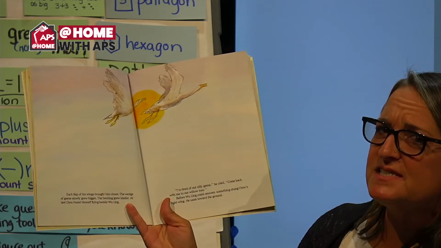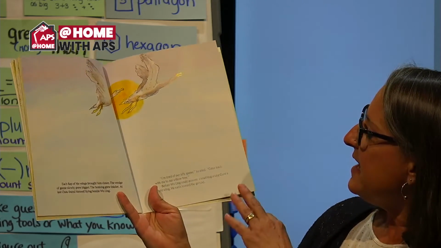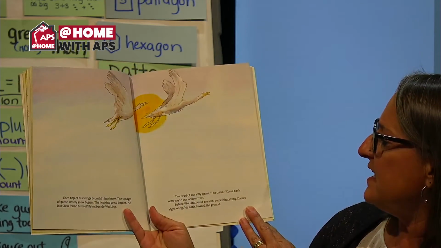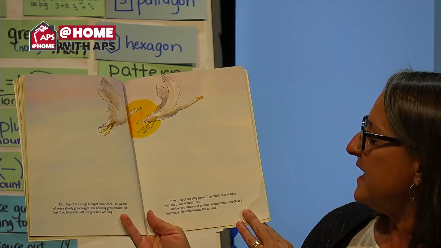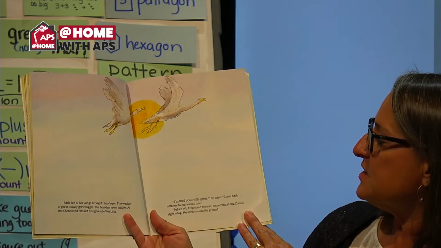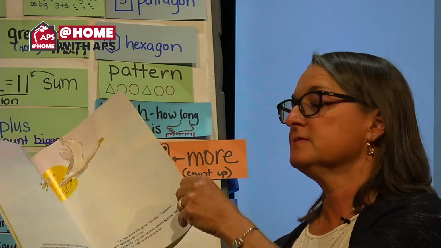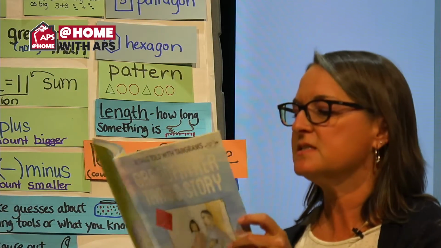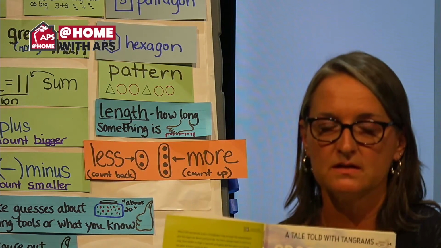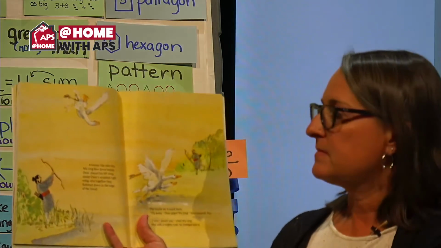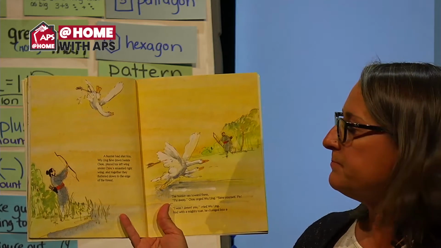"I'm tired of our silly game," he cried. "Come back with me to our willow tree." But before Wu Ling could answer, something stung Chow's right wing. He fell to the ground. Oh no, what could have happened? What do you think? A hunter had shot him.